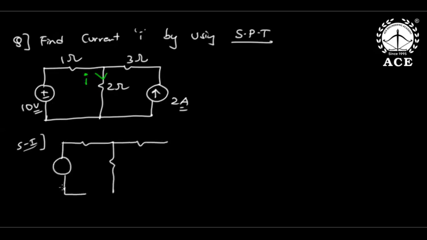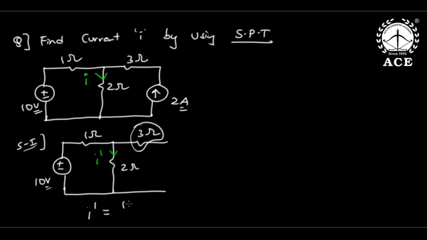I will open the current source. This is 10 volts, 1 ohm, 2 ohm, 3 ohm. Let this be current I dash. Now, can current flow in the opened branch? No. So I dash is clearly 10 by 3 amperes.